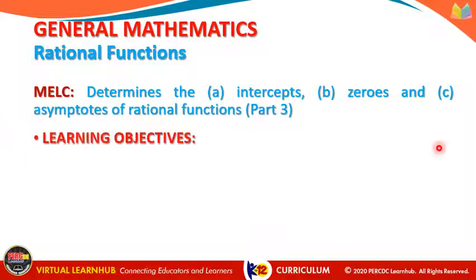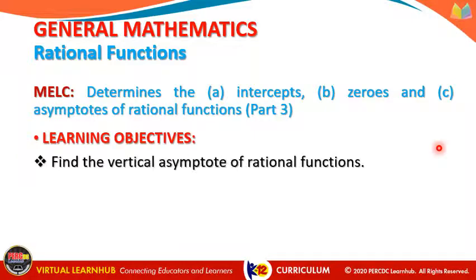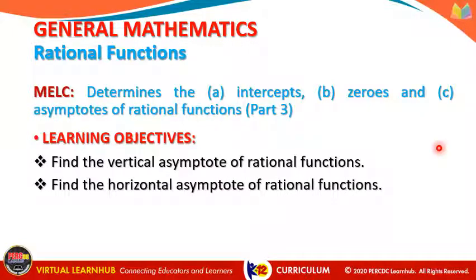At the end of the video, I hope that we will be able to learn how to get the vertical asymptote of a rational function and at the same time, how to get the horizontal asymptote of a rational function.